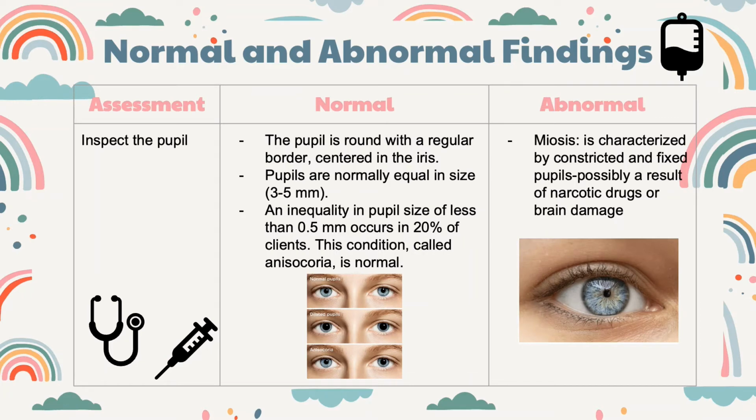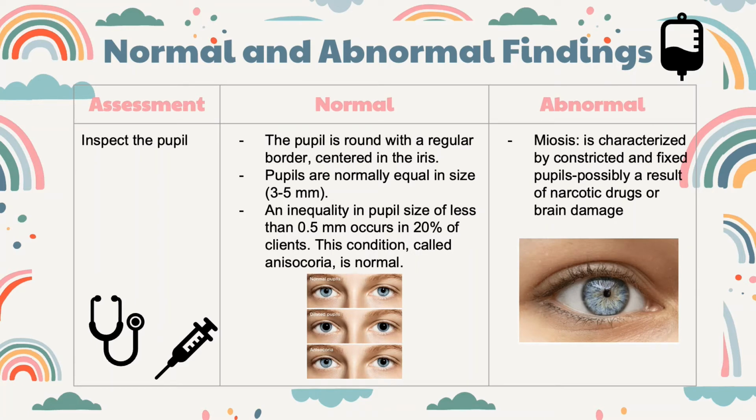For the normal findings, the pupil is round with a regular border centered in the iris. Pupils are normally equal in size, which is 3 to 5 mm. An inequality in pupil size of less than 0.5 mm occurs in 20% of clients. This condition is called anisocoria, which is normal.